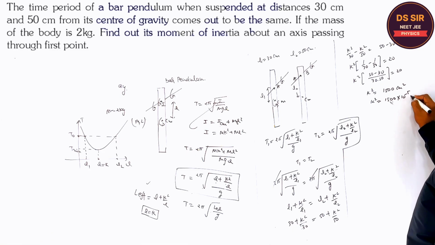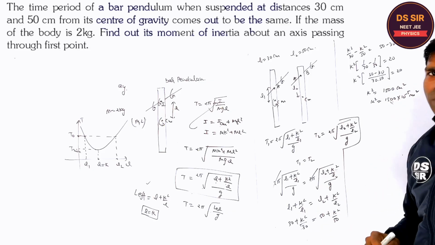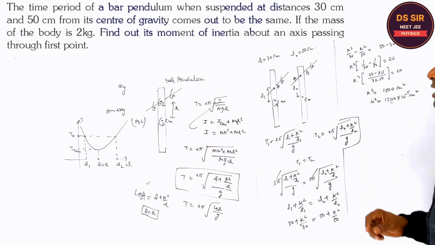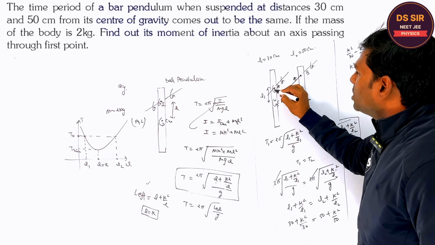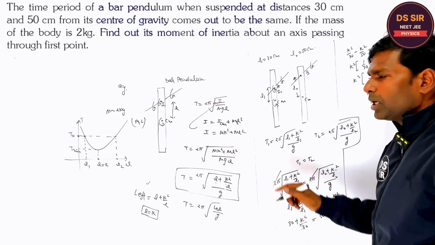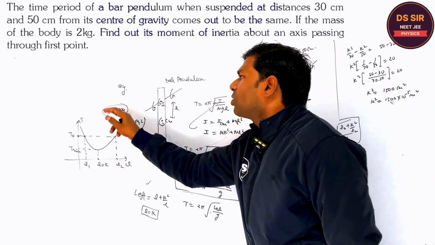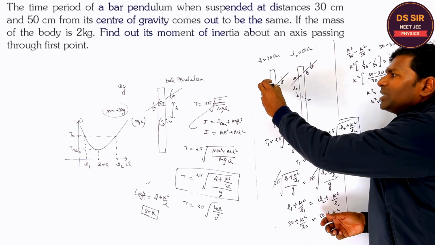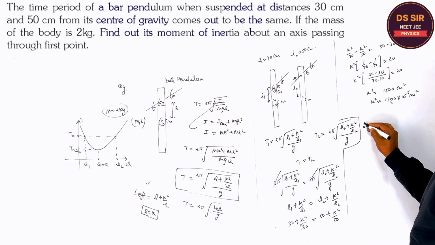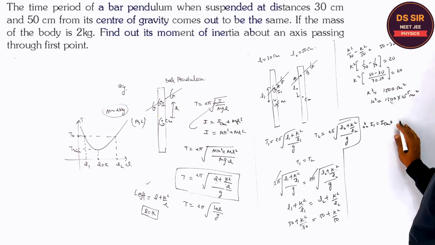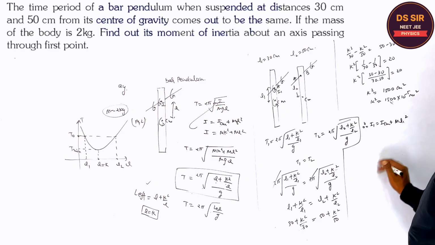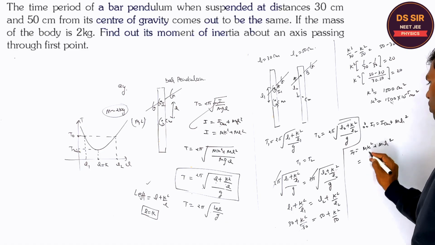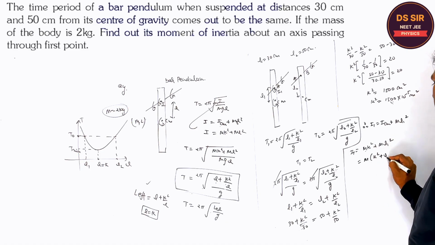500 into 10 to the power minus 4 meter square, because K is the radius of gyration, so its square unit will be meter square. Are you getting it or not? Now what they are asking, according to the question, is the moment of inertia of the rod about this axis if the mass of the rod is 2 kg. So what will be the moment of inertia? This is the ICM, this is the I1 we have to find. So I1 will be equal to ICM plus M into L1 square. What is the ICM? It is equal to M into K square plus M into L1 square.